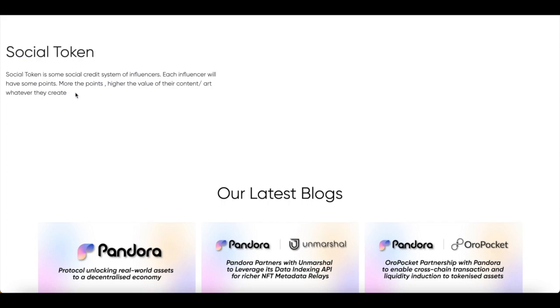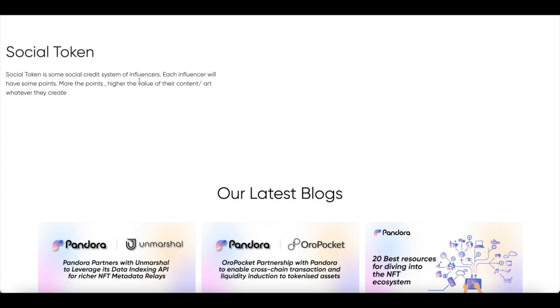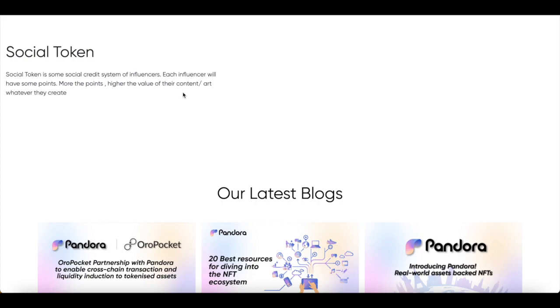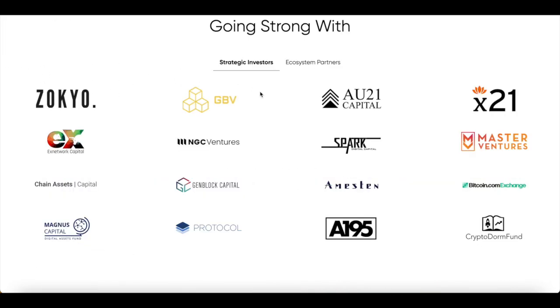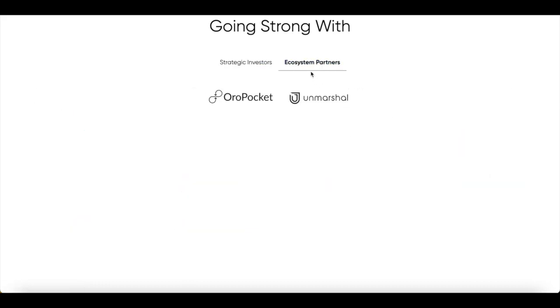Social token is some social credit system of influence. Each influencer will have some points, more points, higher value of their content, art, whatever they create. And not to mention, these are some of the strategic investors that are partnered with Pandora Protocol. Notably on this list is Bitcoin.com exchange. And they've also got ecosystem partners such as Unmarshal.